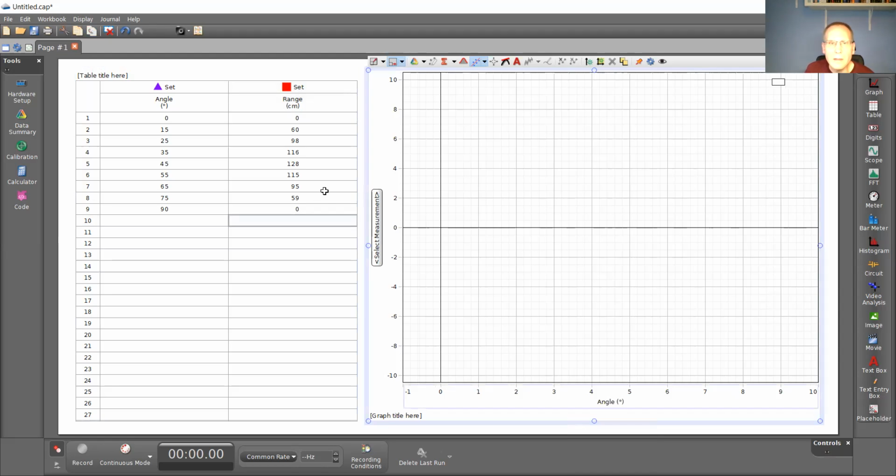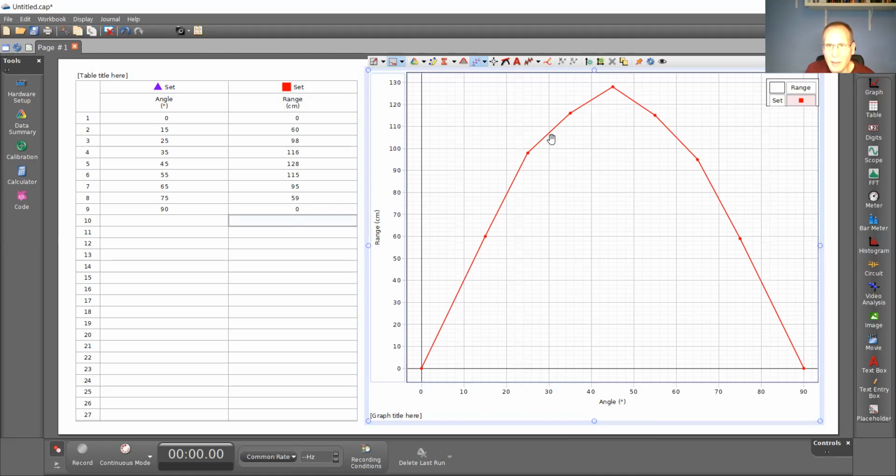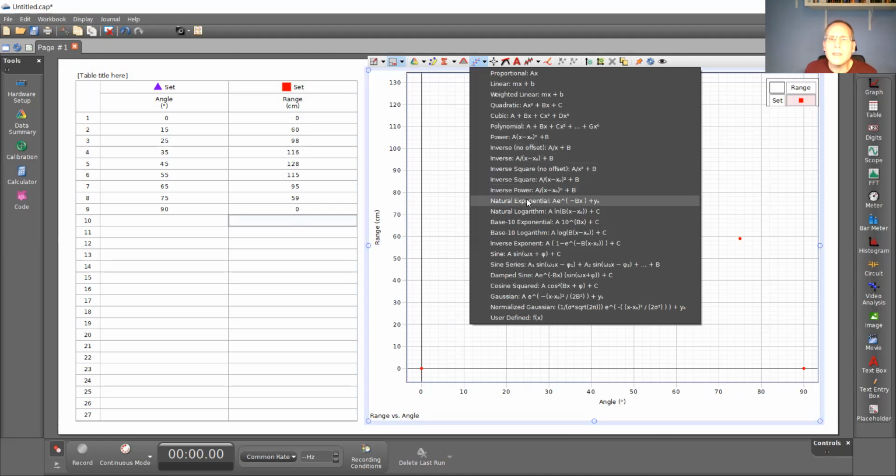Okay, so now I'm going to plot angle on the x-axis and range on the y. Actually, that looks pretty good. It kind of looks like a sine wave. The title would just be range. This is angle. I need to get rid of my line connections like I normally do. So I hover over a data point, right click, and uncheck show connecting lines. And then for the fit for this one, I want to use sine, which is this right here. So sine.